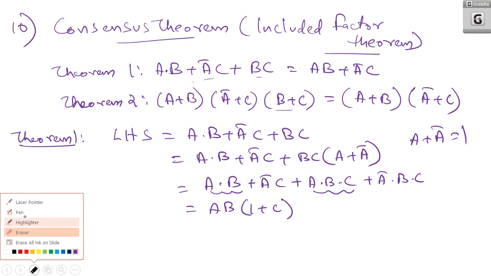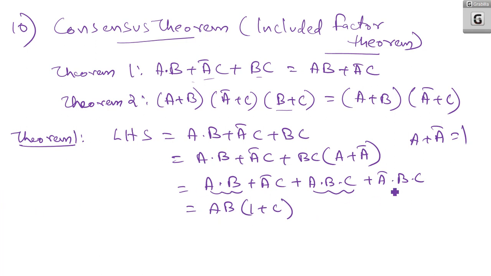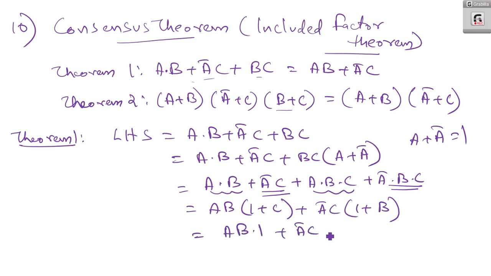Then which is common in these two terms? A bar C is common. You can write A bar C into 1 or B. What is C or 1? C or 1 is 1. Similarly, B or 1 is also 1. So that is the same as AB and 1 or A bar C and 1. AB dot 1 is AB itself, and this is also A bar C.